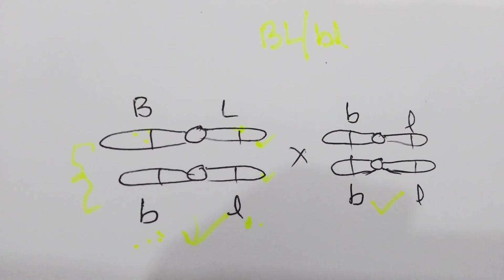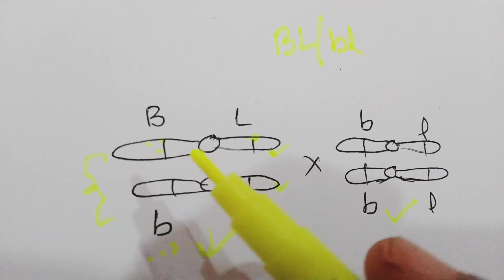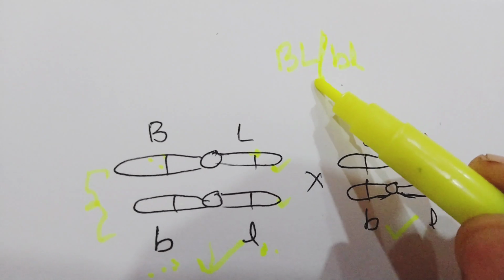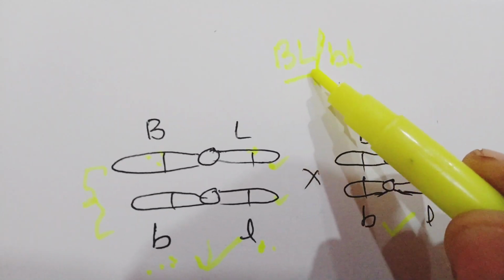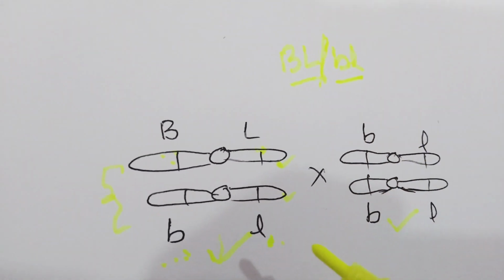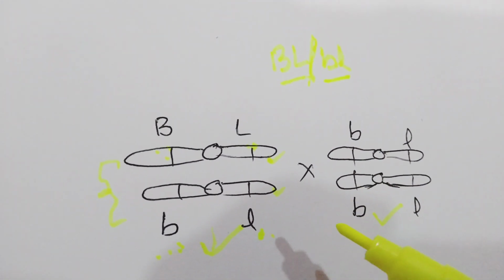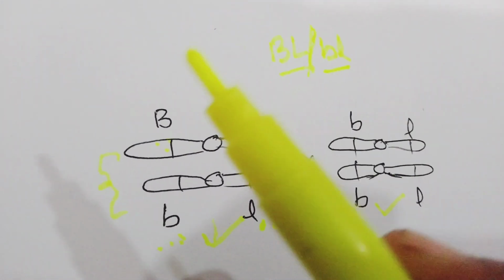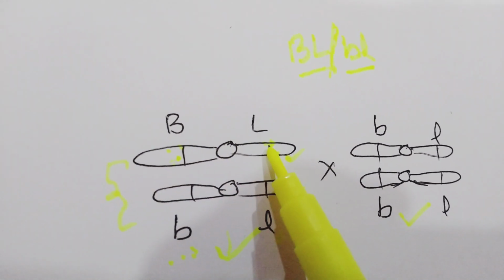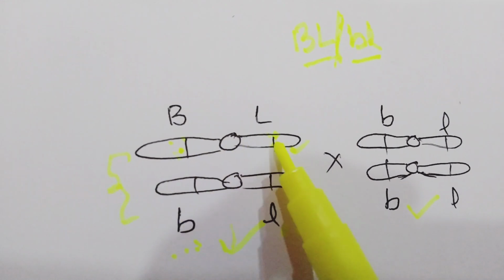So here the situation is this. That's why we kept a slash in between them. That means these two were present in one chromosome, and these two were present in the other chromosome. This is called the coupling phenomenon. Coupling means these two are coupled to each other, present in the same chromosome.